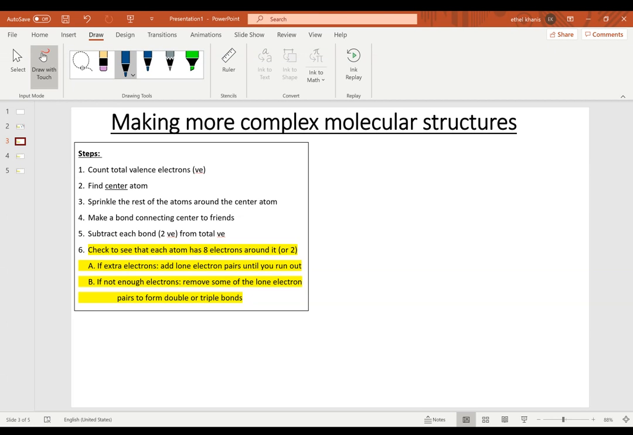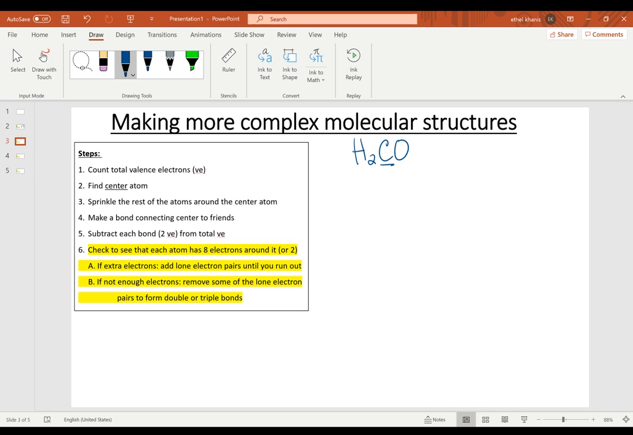All right, so we're going to do another example when a molecule might require a double or a triple bond. So let's take a look at H2CO. Oh, sorry, H2CO. And for this, we're going to follow our same steps.